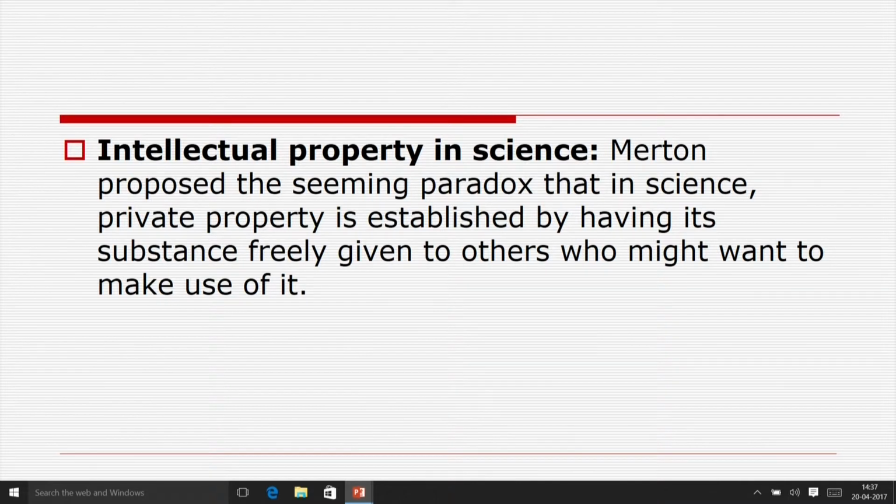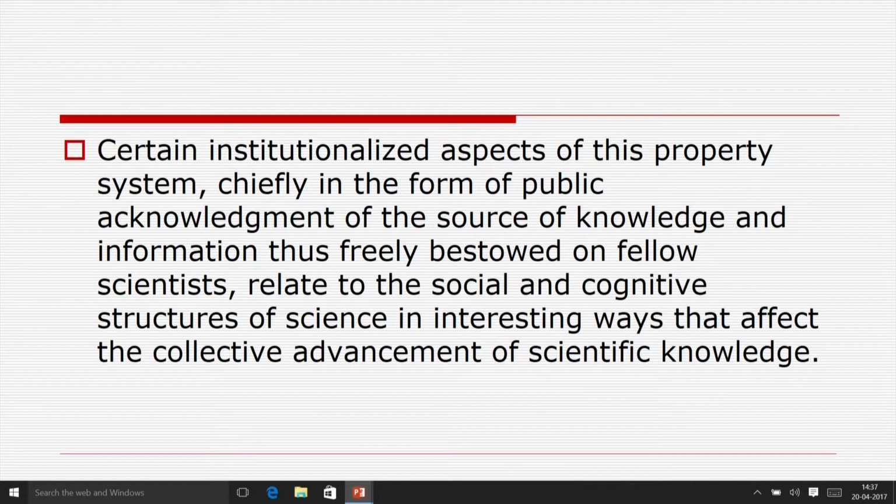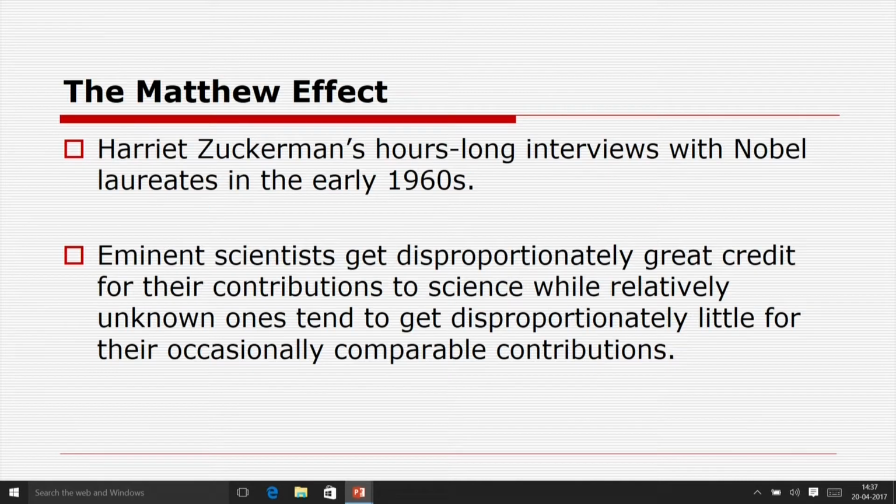Further, intellectual property in science, as Merton proposed, presents a seeming paradox: in science, private property is established by having its substance freely given to others who might want to make use of it. Certain institutionalized aspects of this property system, chiefly in the form of public acknowledgement of the source of knowledge and information thus freely bestowed on fellow scientists, relate to the social and cognitive structures of science in interesting ways that affect the collective advancement of scientific knowledge. Thus, the social and the cognitive structures of science should not be treated in isolation.